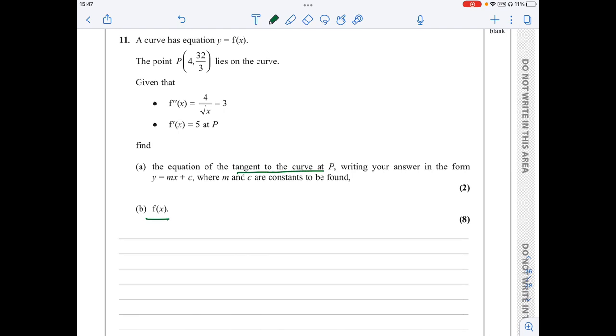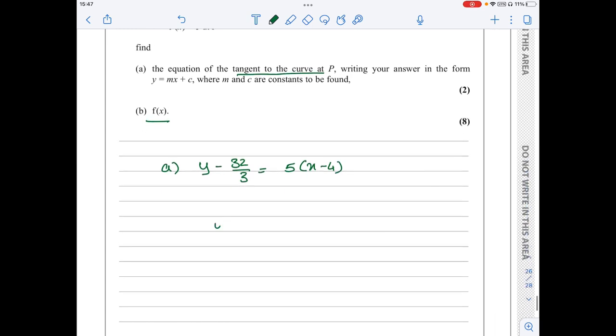For the equation of a tangent, y minus y1 equals m times x minus x1. So y equals 5x minus 20 plus 32 upon 3. So y equals 5x minus 28 upon 3.